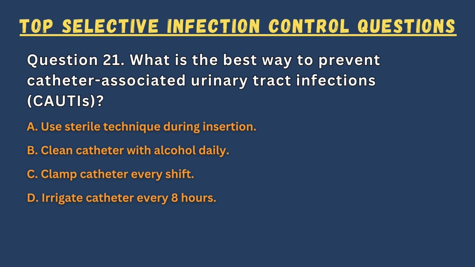Question 21. What is the best way to prevent catheter-associated urinary tract infections, CAUTIs? A. Use sterile technique during insertion. B. Clean catheter with alcohol daily. C. Clamp catheter every shift. D. Irrigate catheter every 8 hours.